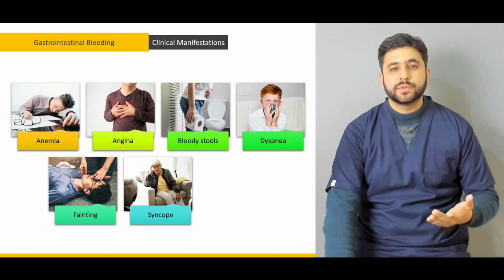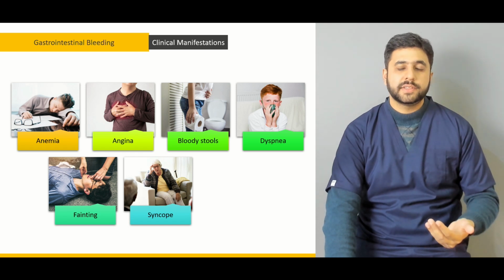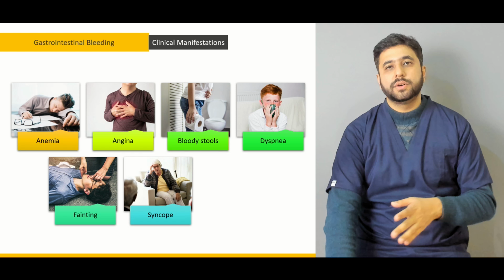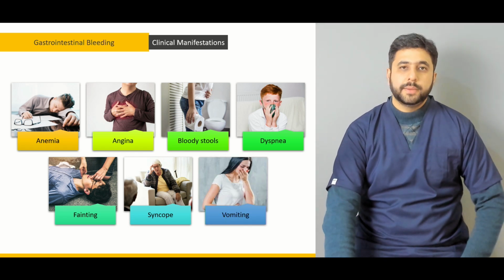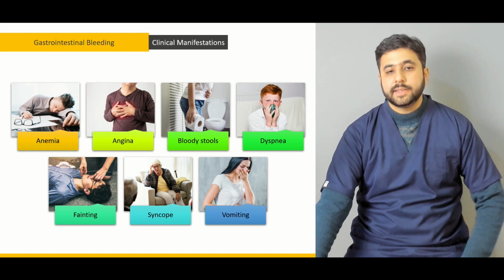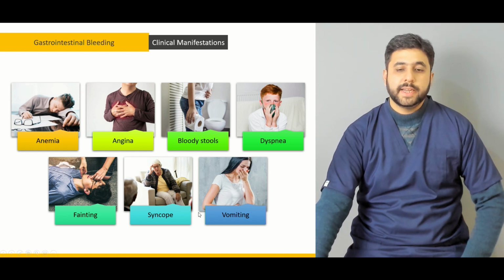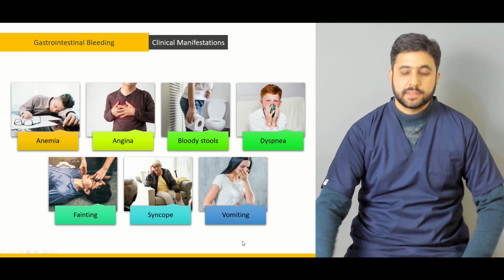And if we don't find a source of bleeding, then there are certain other investigations which we do, which we are going to talk about in the latter part of this lecture. Similarly, as I told you, hematemesis, bloody vomiting, is also a manifestation of GI bleeding, specifically upper GI bleed in this context.